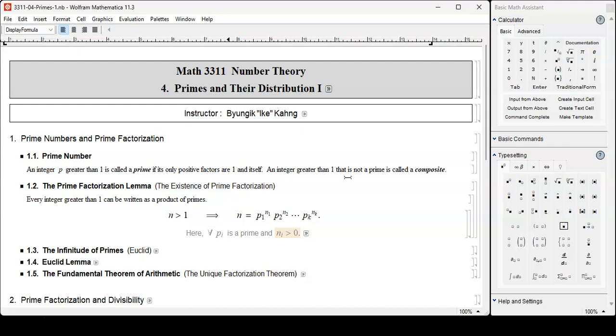By the way, we're doing number theory, so everything here is integers, so greater than 0 and greater than or equal to 1, these mean the same thing. Remember that. So greater than 1 versus greater than or equal to 2, they mean the same thing. Let's go back to where they were.